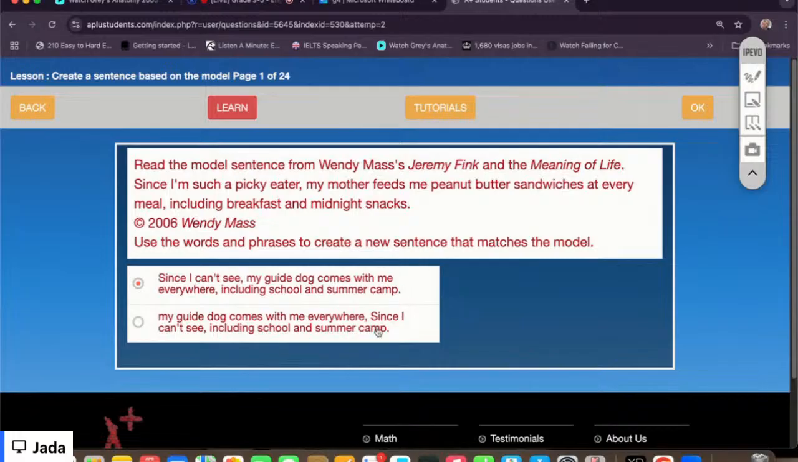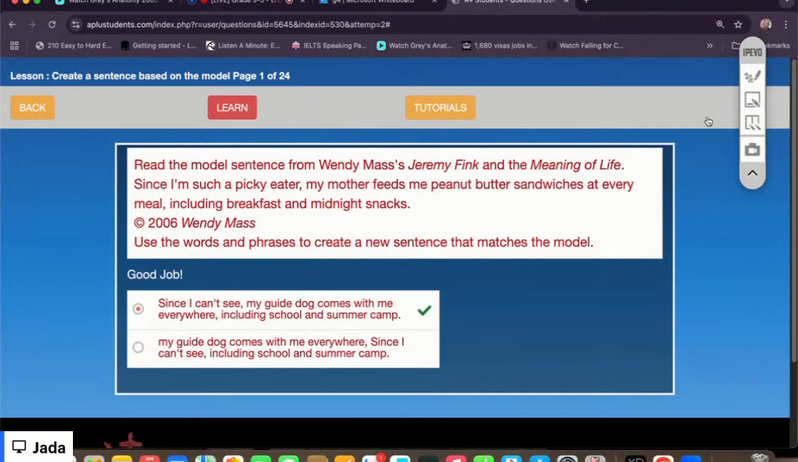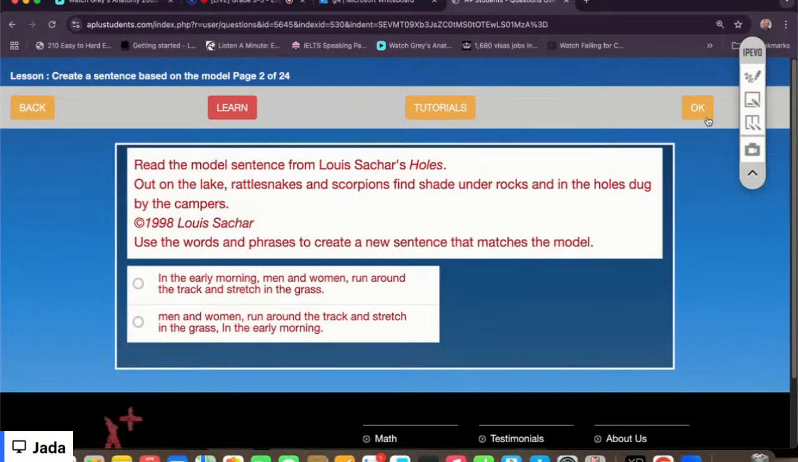So we have the first one. Out on the lake, rattlesnakes and scorpions find shade on the rocks and in the hole dug by the campers. So you have to create your own sentence. We have: In the early morning, men and women run around the track and stretch in the grass. Or: Men and women run around the track and stretch in the grass in the early morning. So which of these is similar to the first one?